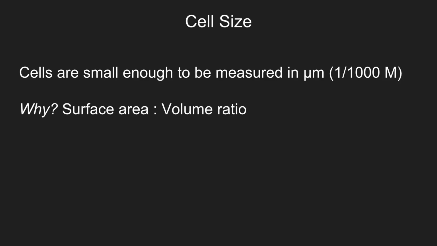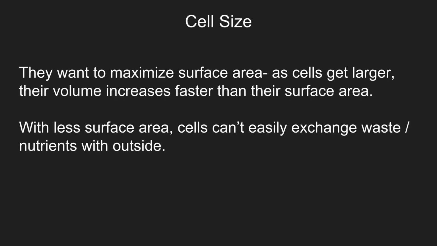And why are cells so small? The answer to that question is the surface area to volume ratio. Cells want to sort of maximize their surface area while keeping their volume small, because it doesn't matter how large you are, you're still going to have to do a whole bunch of exchange with the environment. And if you get bigger and bigger in your volume, your surface area does not increase proportionally. So like I just said, with less surface area, cells cannot easily exchange waste or nutrients with the outside world, and they want to maximize their surface area.